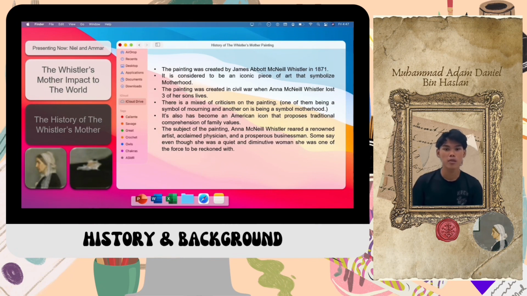First of all, we're going to talk about the history of the painting itself. The painting was created by James Abbott McNeill Whistler in 1871, and the subject is Whistler's mother herself, named Anna McNeill Whistler. The painting was created during the Civil War, when Anna lost three of her sons. The painting represents and symbolizes motherhood, traditional family values, and also the devotion of the mother.